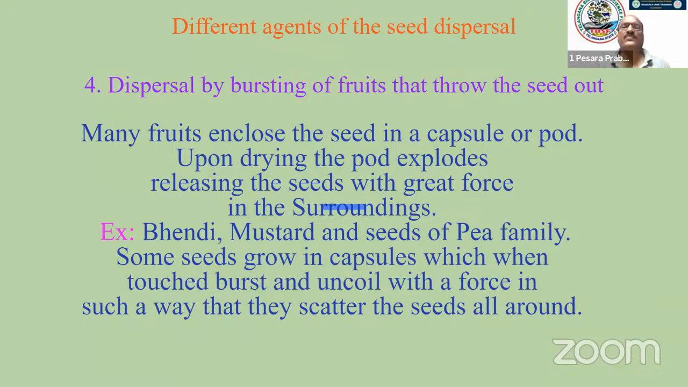Dispersal by bursting of fruits that throw the seeds. All of you are aware of this type of dispersal. For example, many fruits enclose the seed in a capsule or pod. Upon drying, the pod explodes, releasing the seeds with great force into the surroundings. For example, you might have observed Crossandra umbellifolia.